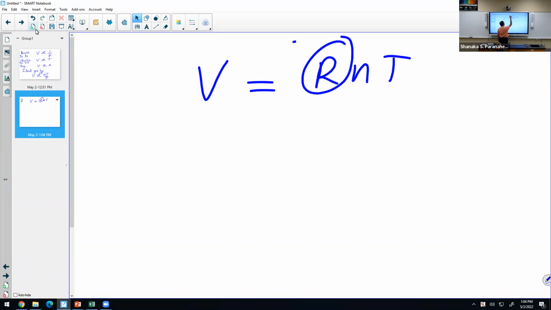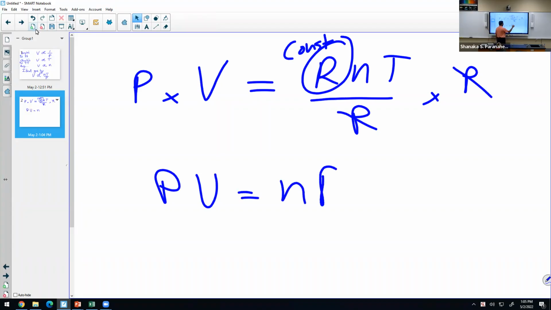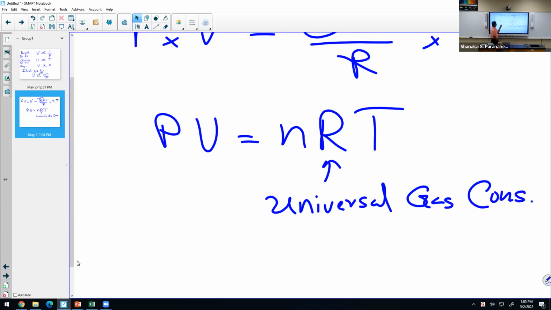So this is a constant. To make it an equality, we put that constant over P. By rearranging this equation, we get our ideal gas law: PV equals nRT, where n is the number of moles. This R is called the universal gas constant. This equation is the ideal gas law.